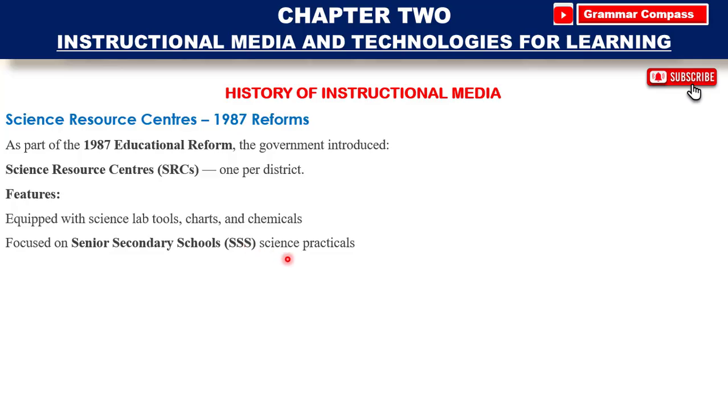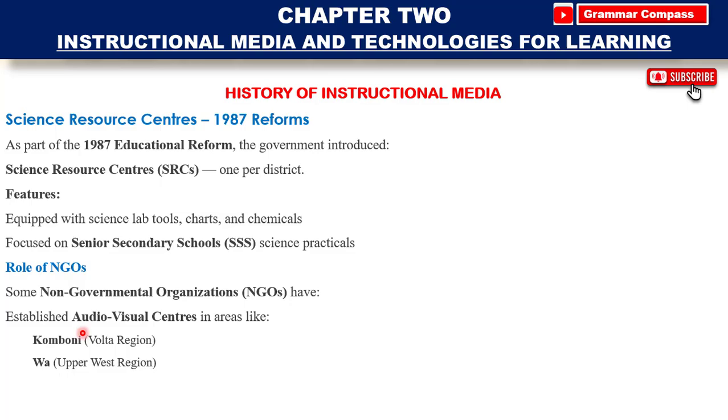But it wasn't just the government pushing for change. Non-governmental organizations, which are known as NGOs, also stepped in to help. So some of them helped by establishing audiovisual centers in areas like Komboni in Volta region and Wa in Upper West region. These NGOs also sponsored equipment for colleges and community institutions.